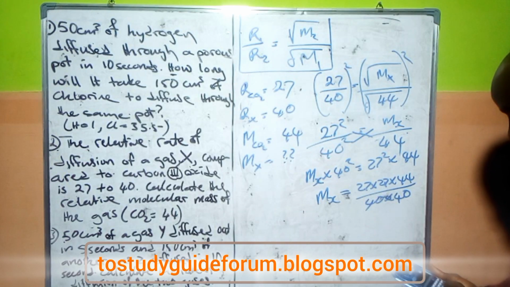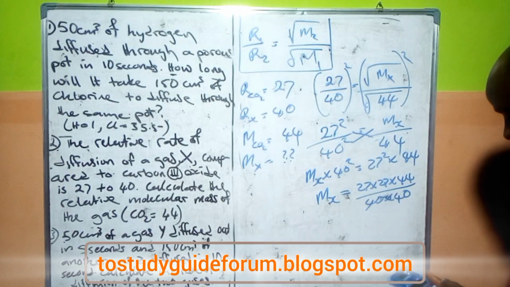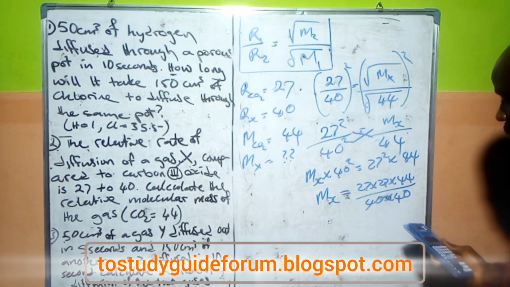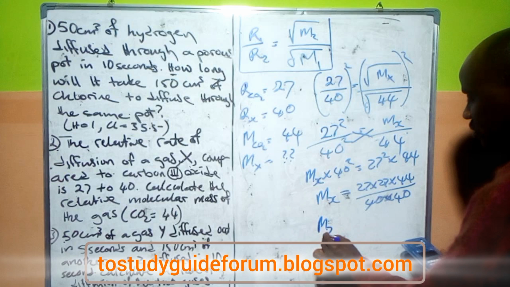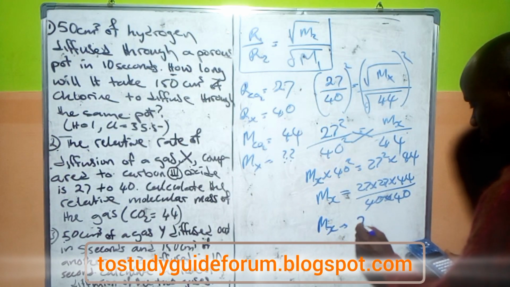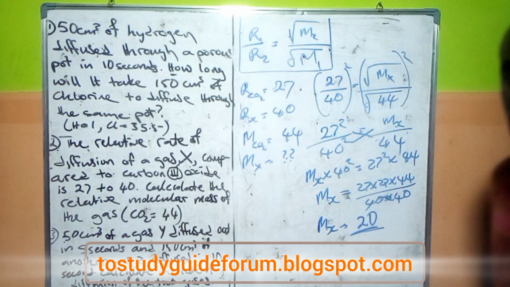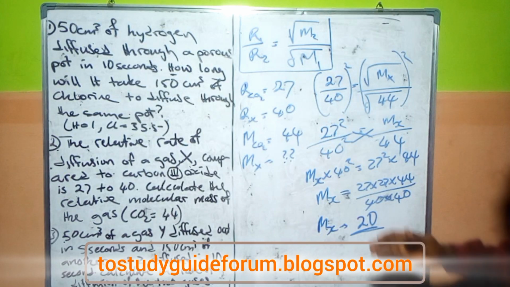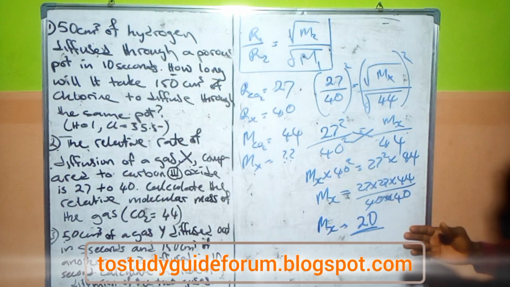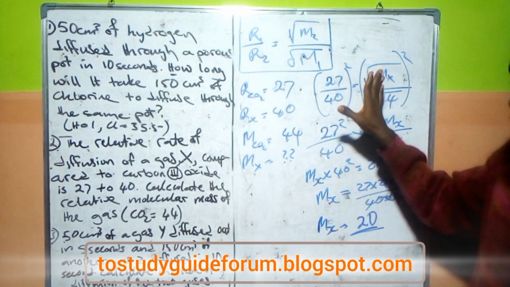27 divided by, so what we have will be relative molecular mass of this will then be, everything will give us 20. That is 20. That's the last answer here. The final answer here is what? 20. So now, as we can see, we can use Graham's law to get the relative molecular mass.